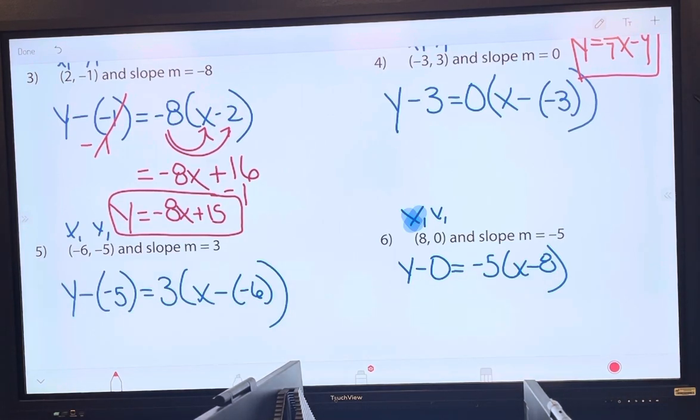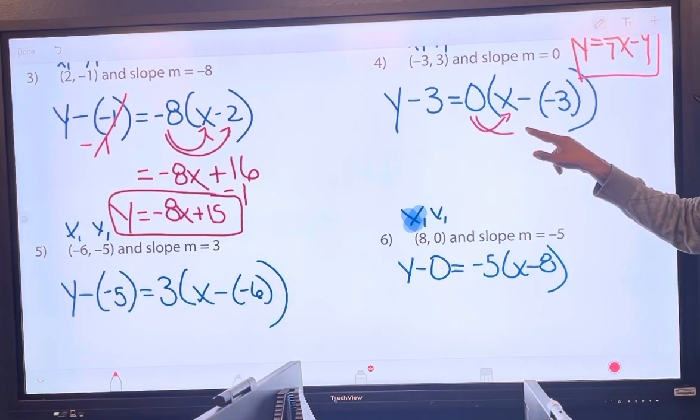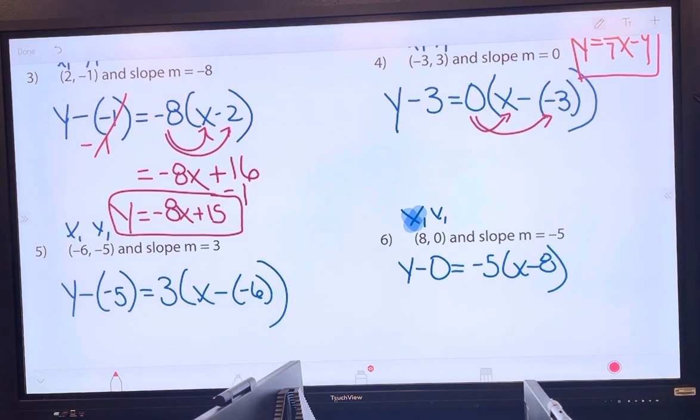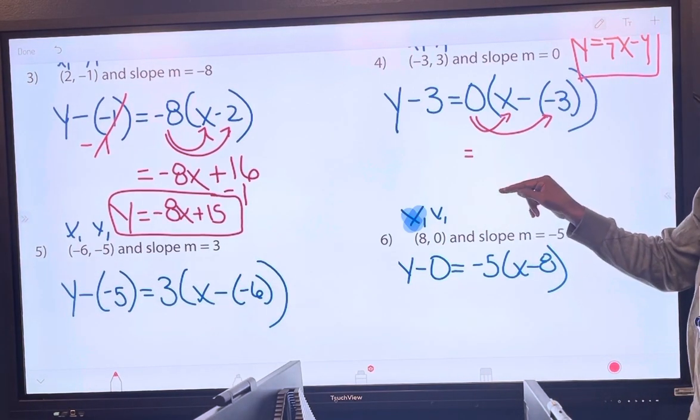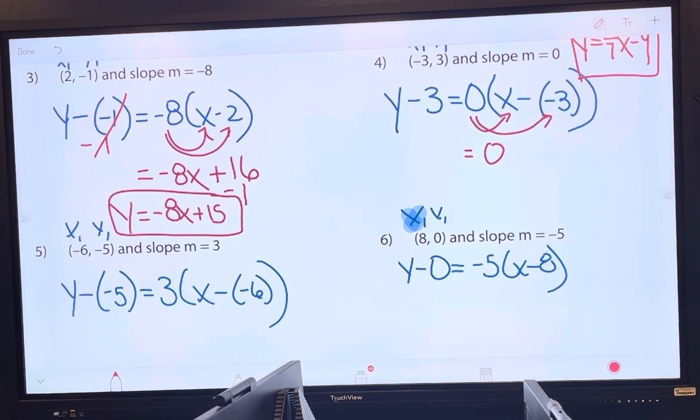What's the first thing we're supposed to do? You have to distribute. So you're going to take this 0 and distribute it twice, right? What's 0 times x? 0 times x is 0x. 0. Ain't no x. 0. What's 0 times negative 3? 0 times negative 3 is 0.